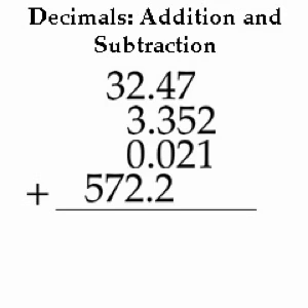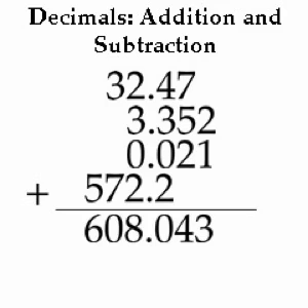We have four numbers that we're going to add together. Remember, when you're adding decimals, the decimal places have to line up. So in this example, I lined them up, and then we're just going to add. So we're going to end up with 608.043. We line up the decimal points, add them up, and we're done with that.